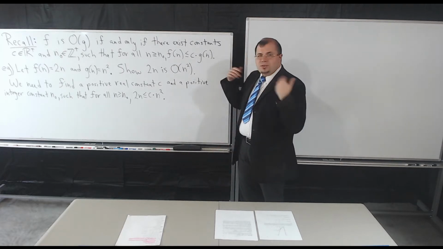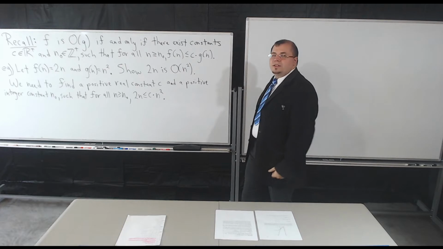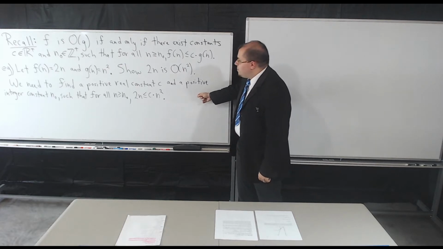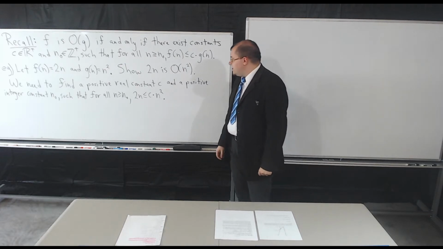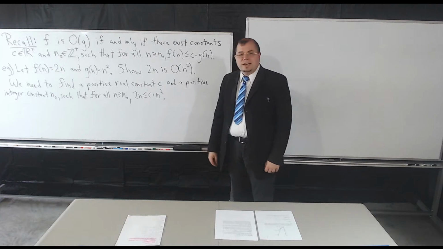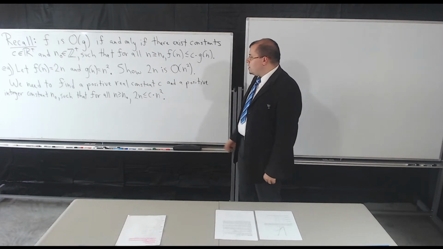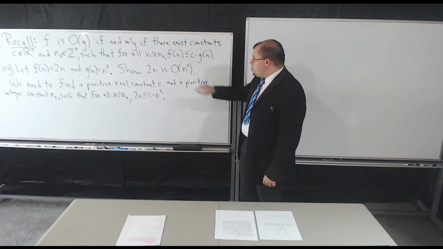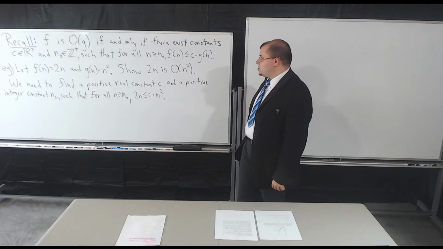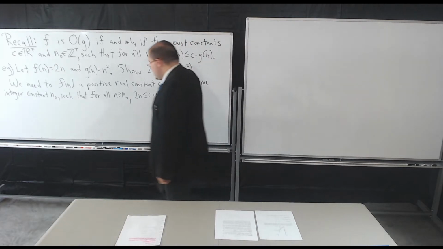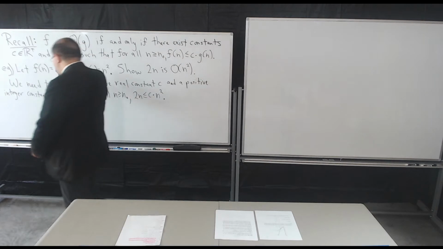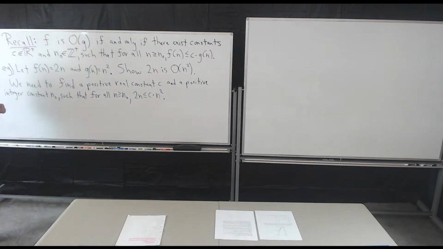So that's the game plan. Whenever I do this, I always lay out what I need to do. So I need to say we need to find a positive real constant c and a positive integer constant n0, such that for all n greater than or equal to n0, 2n is less than or equal to c n squared. Okay? That's not too terribly bad. So remember, I've just laid out what exactly I want to do.